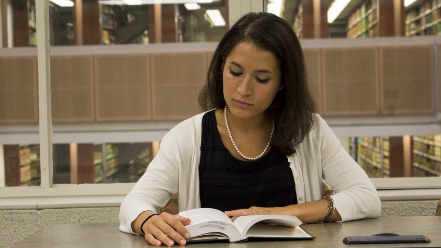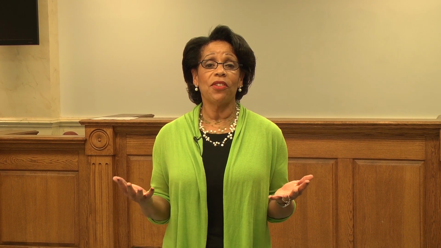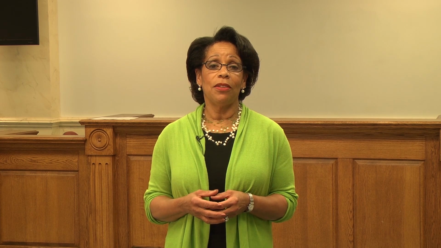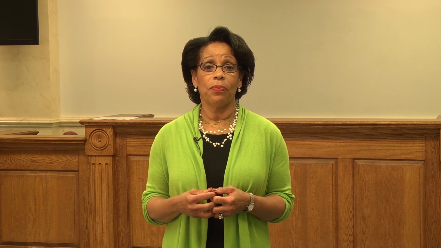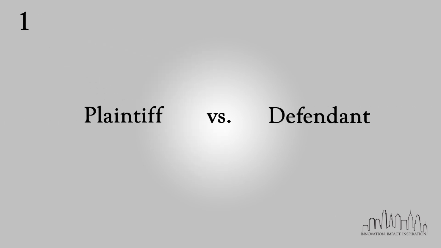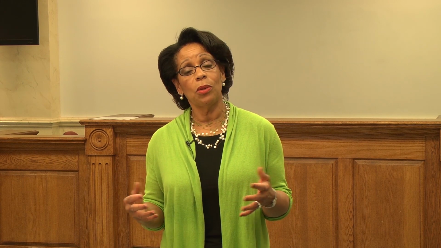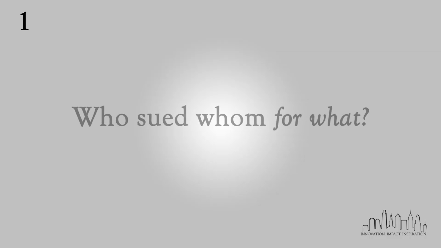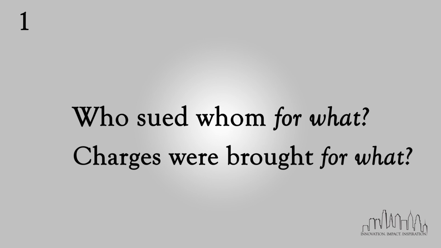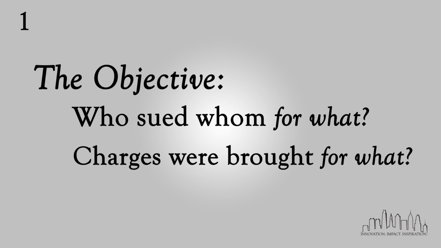But before we talk about what you're reading for, let's talk about what's a case. A case is a judicial opinion written by a judge resolving a legal issue. So the first thing you're going to want to look at is, in a case, who instituted the lawsuit or who brought charges? That's going to tell you who the parties to the case are. Who sued whom or who charged whom with a crime? And what is the lawsuit seeking? Who sued whom for what? Or charges were brought for what? That will tell you the objective of the case.